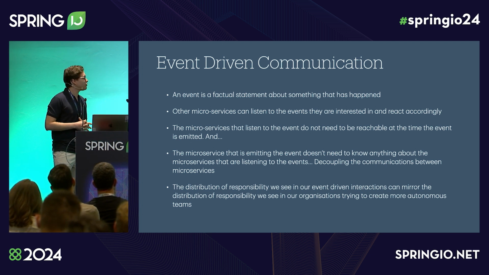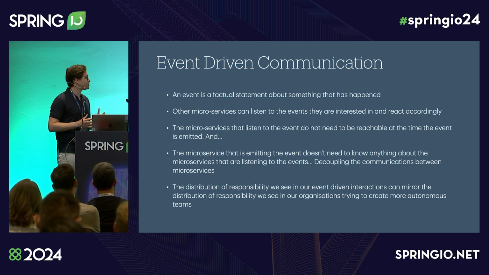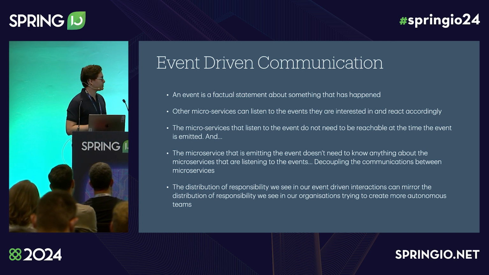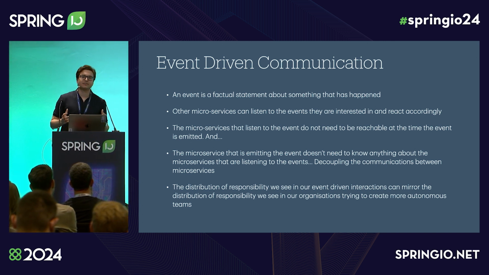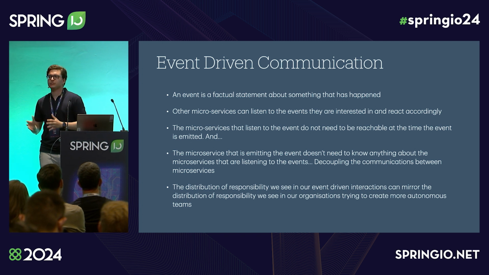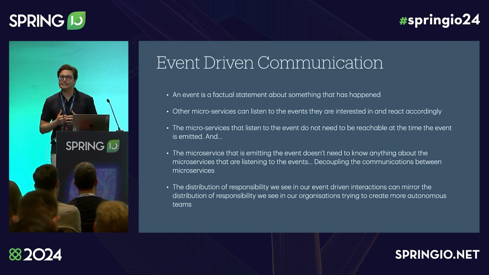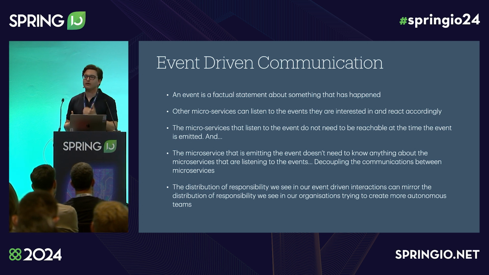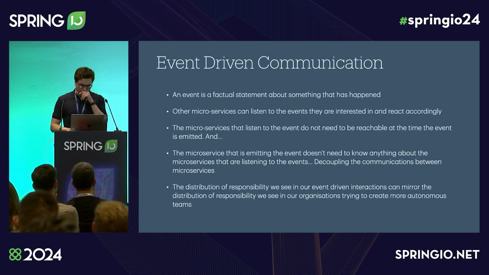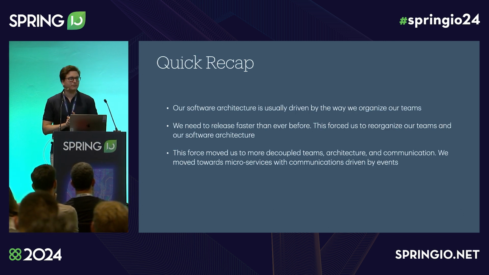And the distribution of responsibility we see in our event-driven interactions can mirror the distribution of responsibility we see in our organizations trying to create more autonomous teams. So that's what we're leaning towards too. We're trying to create more independent and autonomous teams inside of our organizations so we can move faster and we can ship software faster. Okay, a quick recap of this context, right?